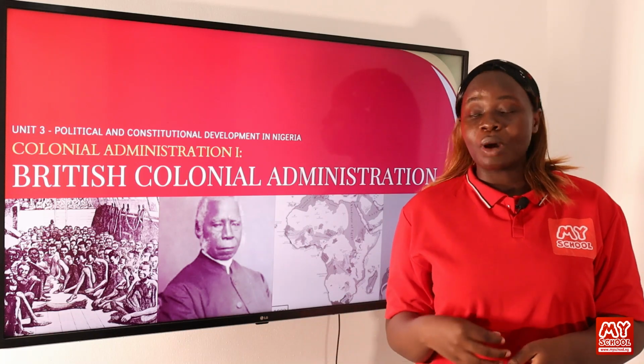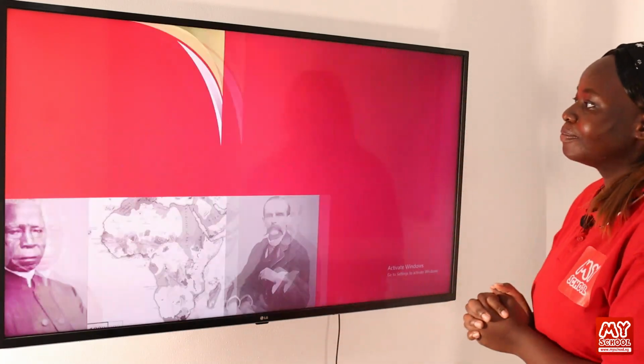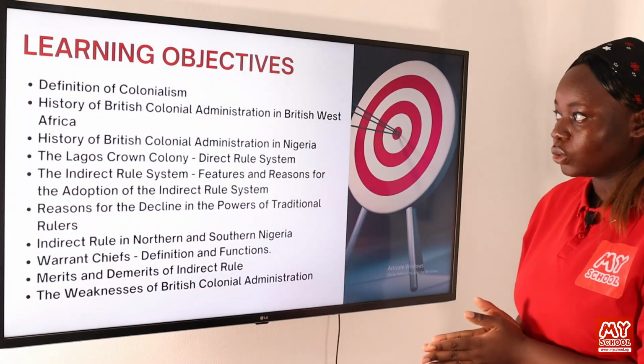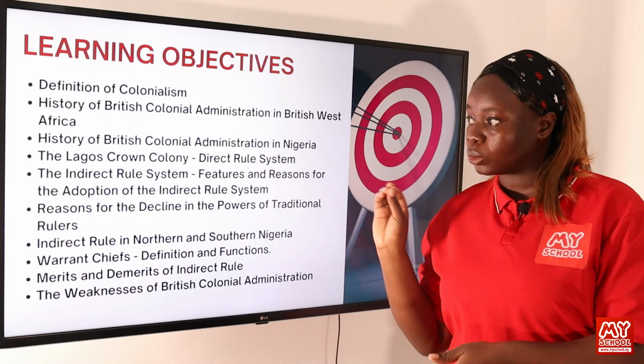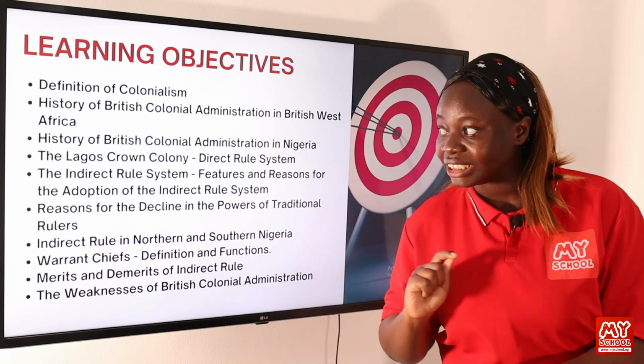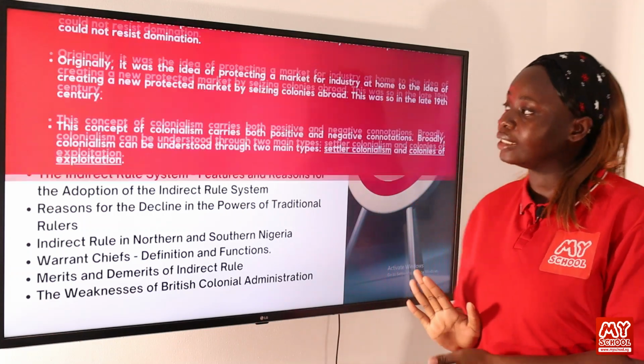Like I said earlier, we are moving on to British Colonial Administration, so let's dive right into it. Alright, so here's a list of things we're going to be discussing. We'll discuss colonialism and the history of British Colonial Administration, and then we're going to move on to the indirect rule system and many more. So let's begin with the definition of colonialism.